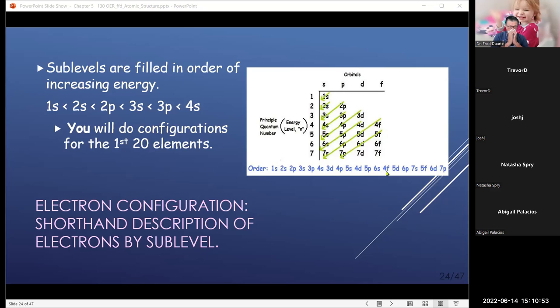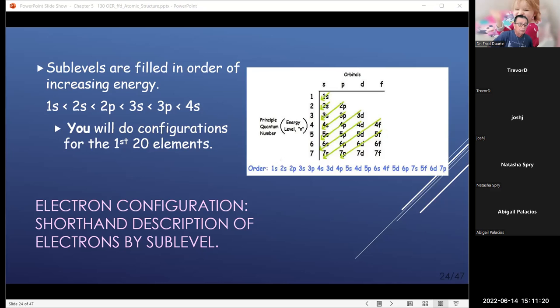Now, be able to do at least the electron configuration for the first 20. You're more than welcome to sit there and memorize them. That's totally up to you. Or I can show you a shortcut way using the periodic table, and just recognizing where they're at.